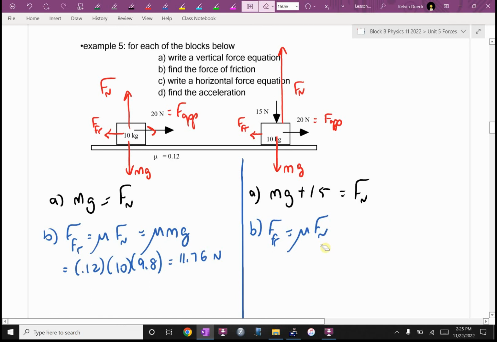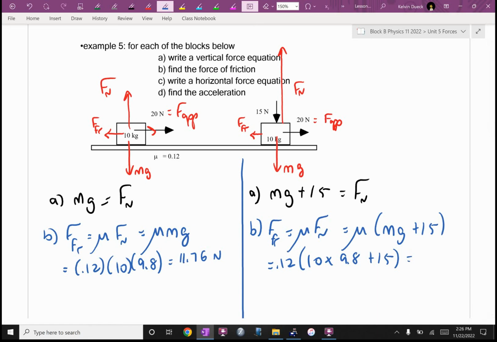Presley, what can I replace the normal force with? In brackets. So it's going to look like this. Mu bracket mg plus 15. Or if I go with the numbers, it's going to be 0.12 and then in brackets 10 times 9.8 plus 15. You're not doing it in your head, Mr. Well, maybe I can. It's going to be 98 plus 15. It's going to be 113.